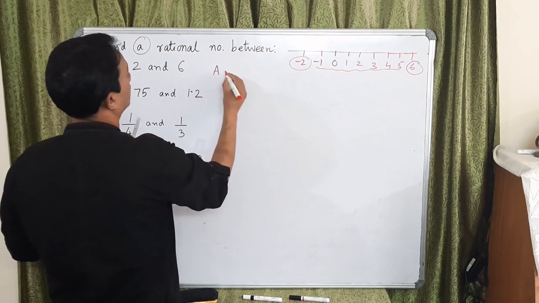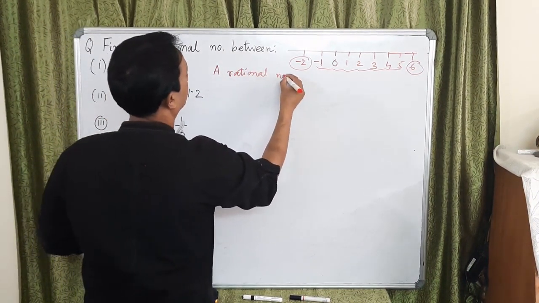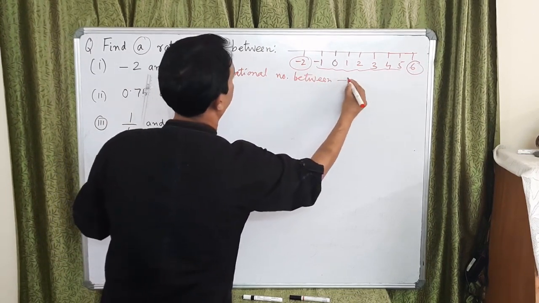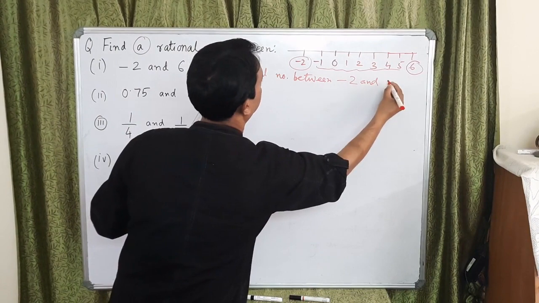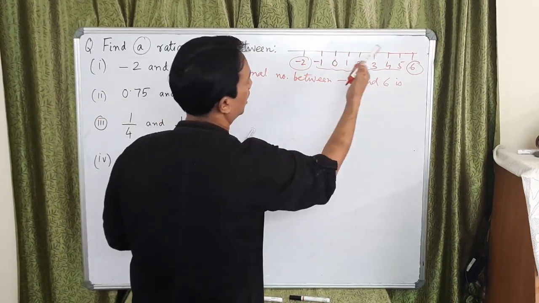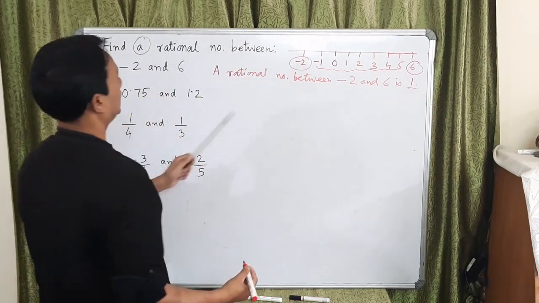So we can write a rational number between minus 2 and 6. You can choose any one from here. You can write 0, you can write 1, you can write 2. Let me write 1. So you can write any other number.